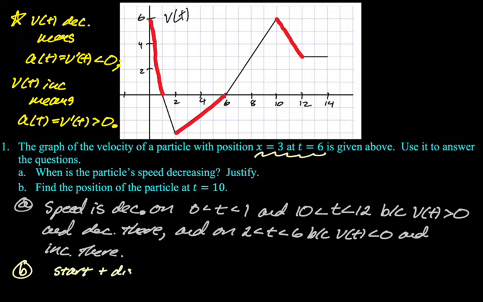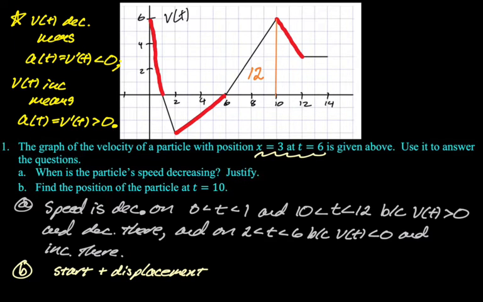So I'm trying to do start plus displacement. That's the name of the game, right? So we want displacement from 6 to 10. And that is a triangle that is 4 by 6, well, it's a rectangle that's 4 by 6 and then half of that. So half of 24 is 12.